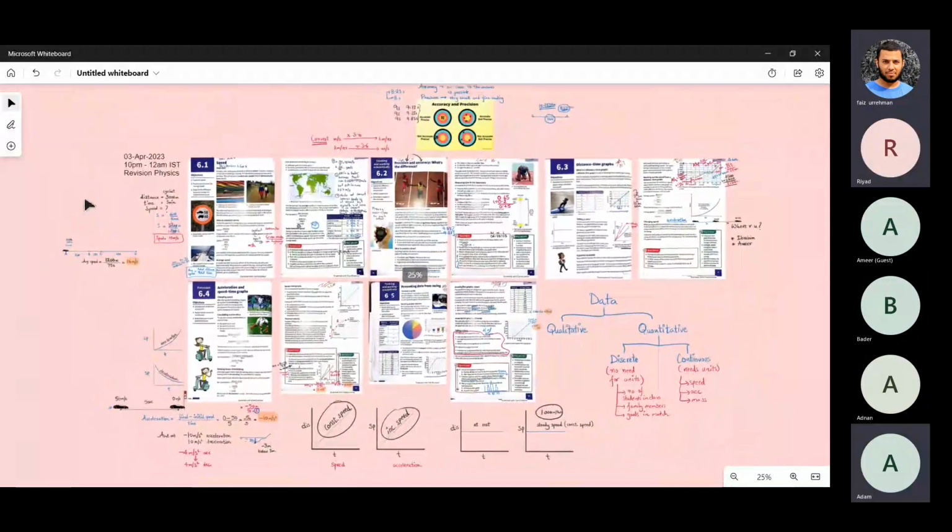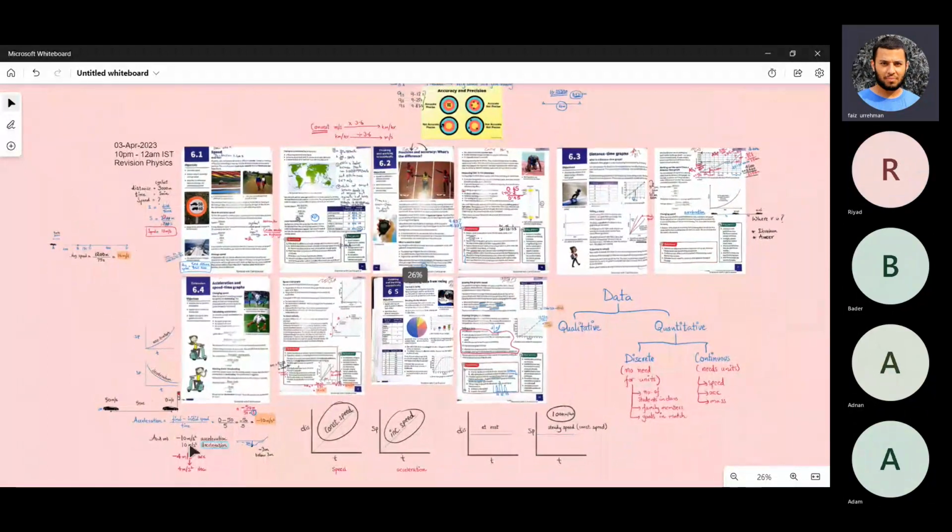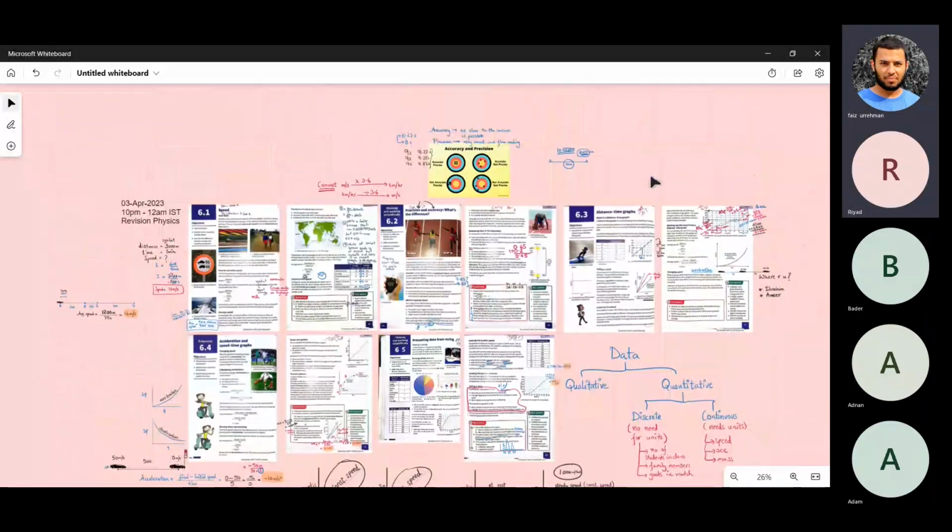Now the sheet looks so good. Top, bottom, left, right, everything. I wrote something or the other everywhere.